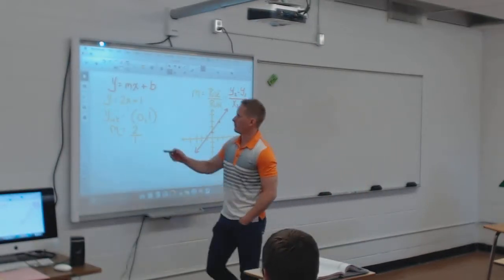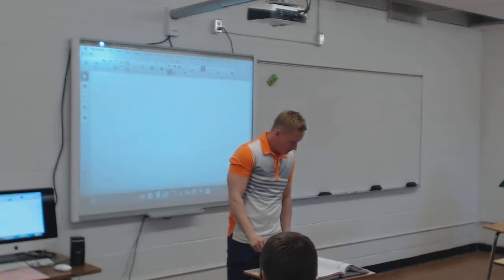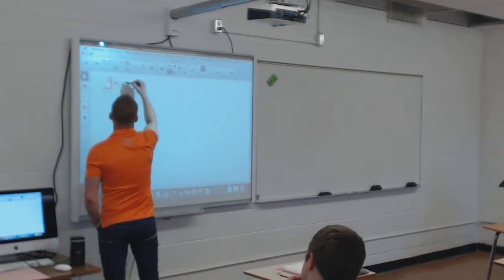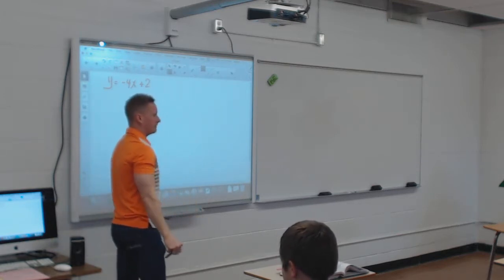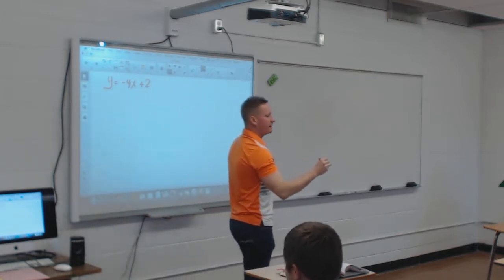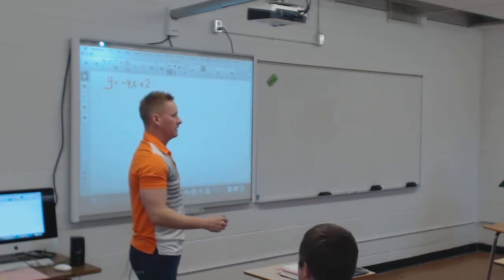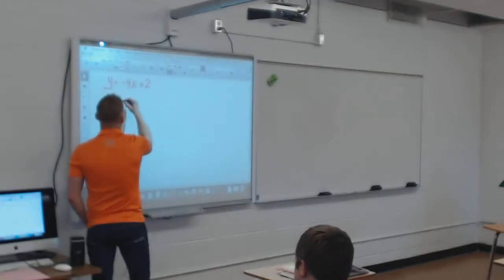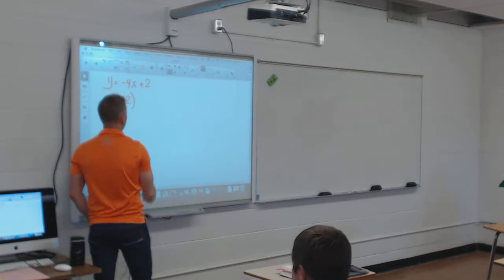Okay? Let's try a different one. I'm just going to pick one here. First thing you do, identify what 0 and b is, identify what m is, write them down, and then we'll graph them. So what is my b value? My b value is what? Positive 2.